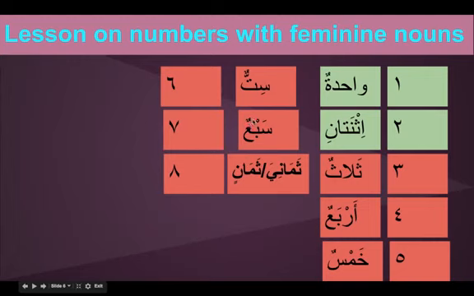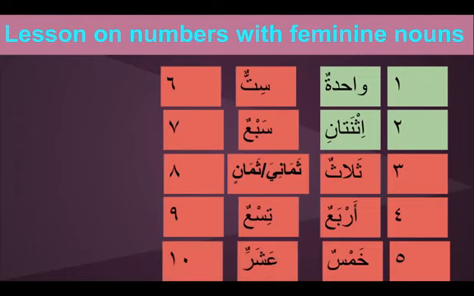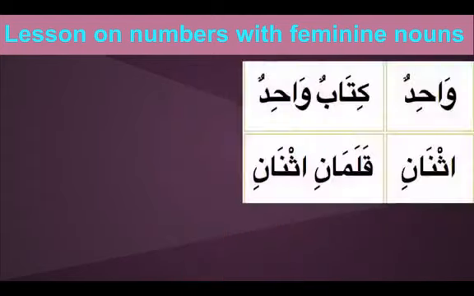When it becomes mudaf, the tanween is gone, so it becomes sab'u. Thamanin is on its own, and when it becomes mudaf, we will write it as thamaniya. For the moment we will just understand this, and later on we will learn how these nouns are constructed, inshallah. So thamaniya or thamanin is 8, tis'un is 9, and asharun is 10. These are the masculine numbers used with feminine nouns. So inshallah we're going to do some practice.